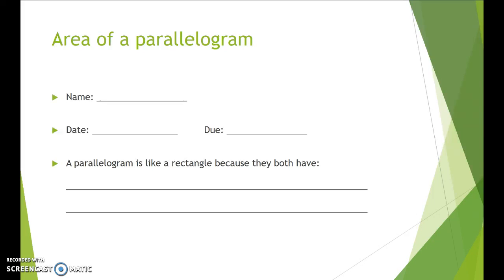Okay, we're going to try to keep this one a little short. Today we're going to talk about how to find the area of a parallelogram. So we've used that word a lot over the last few days. My assumption is you're sort of comfortable with it.